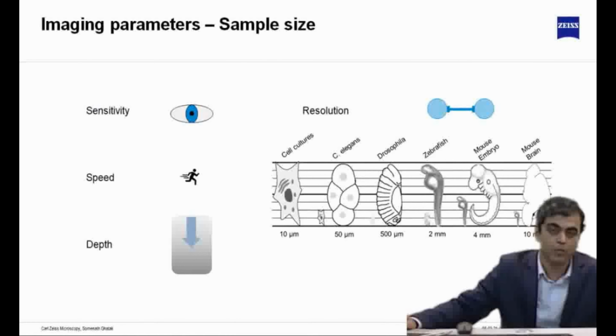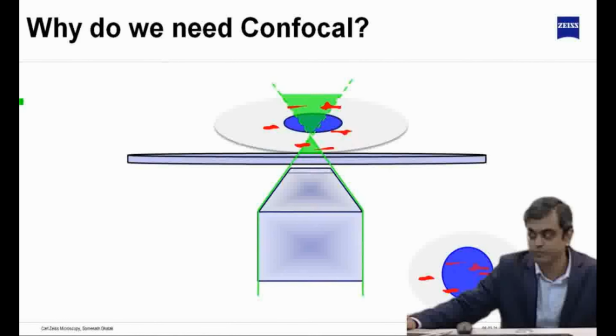Now, when we have all these things at the back of our mind before taking an image in a confocal system, we should also have an idea of my sample size and what type of sample I'm using, what should be the best technique to address my sample, and then get the best image out of it. But again, the basic question is, why do we need a confocal system? We can do this with wide field fluorescence also, but why do we need a confocal system?